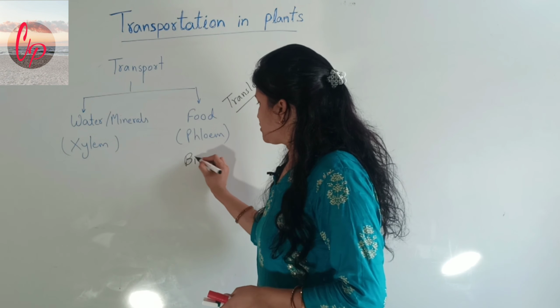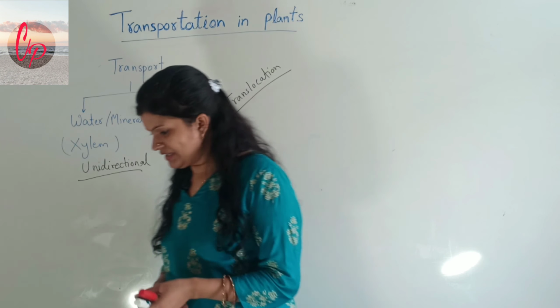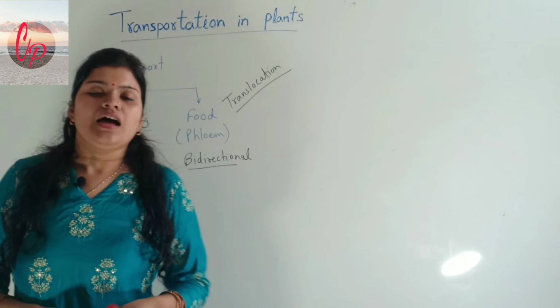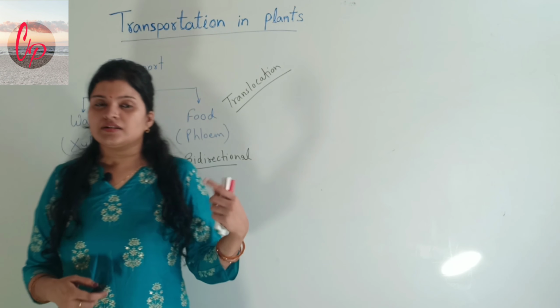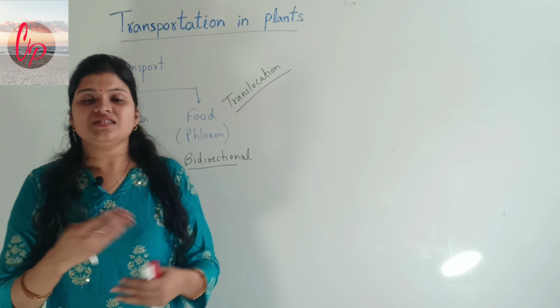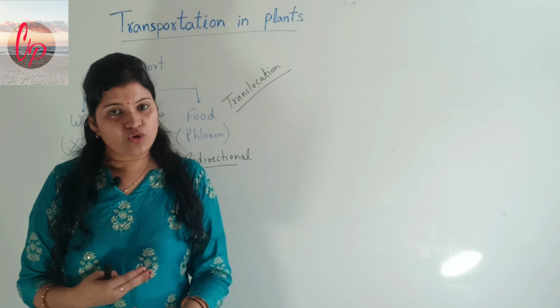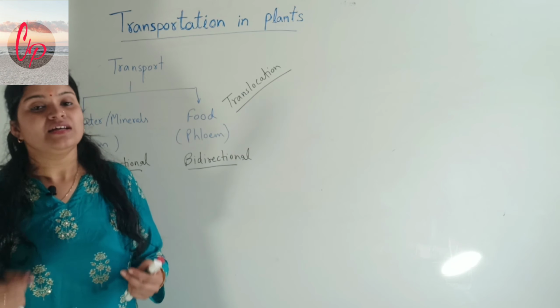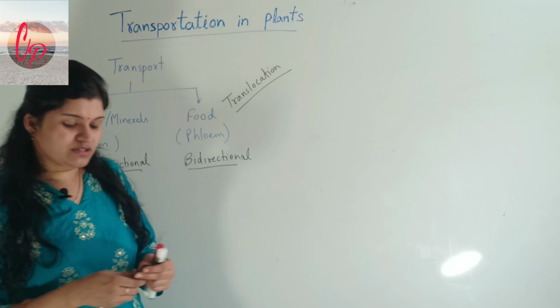Okay, now let's talk about how water and minerals are transported in the plants. This is very simple to understand. As you all know about the term transpiration. What do you mean by transpiration? It is basically the loss of water from the leaves of the plant, because the leaves have pores in them and the water is lost in the form of water vapors continuously from these pores. This process is called transpiration.